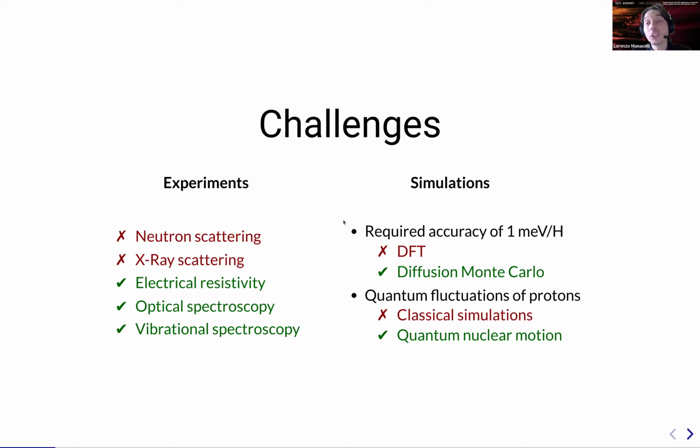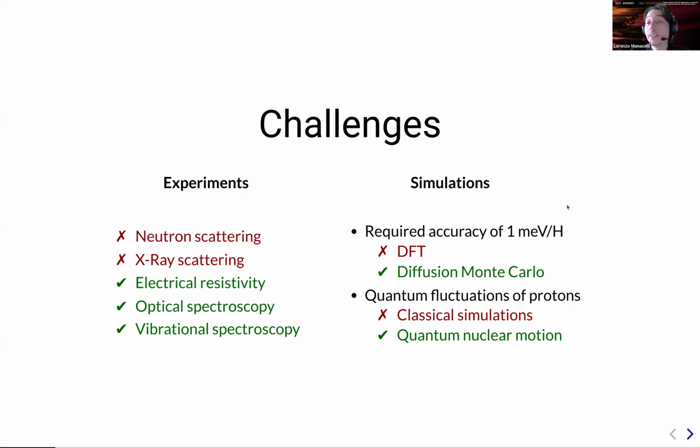But however, simulations are also extremely complex. And thanks to the progress made in crystal structure search, we now have a lot of candidates for being the ground state of high pressure hydrogen, and they are the actual molecular phases.